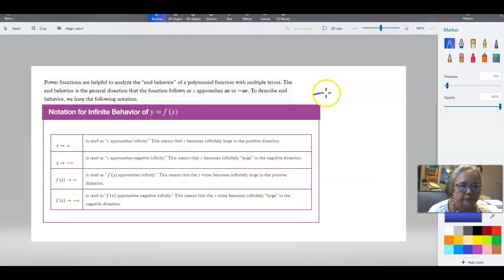So if we have here the number line, with the positive direction here and the negative direction here, to show the fact that x approaches infinity, x is growing in this direction, so x going this way. And x approaches negative infinity means x goes in the negative direction. It becomes infinitely small, as a larger number in absolute value, but with a negative sign it's small.